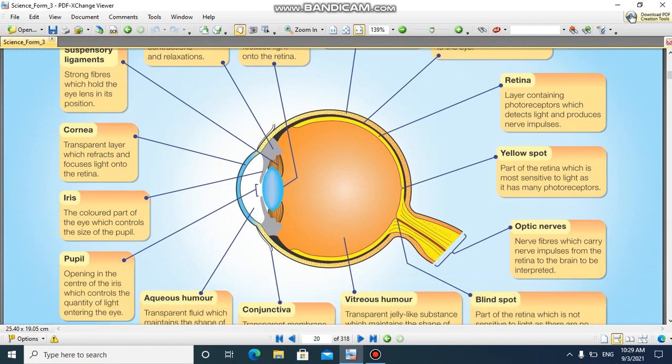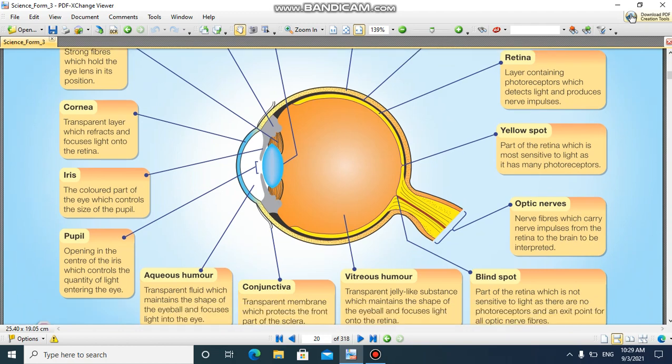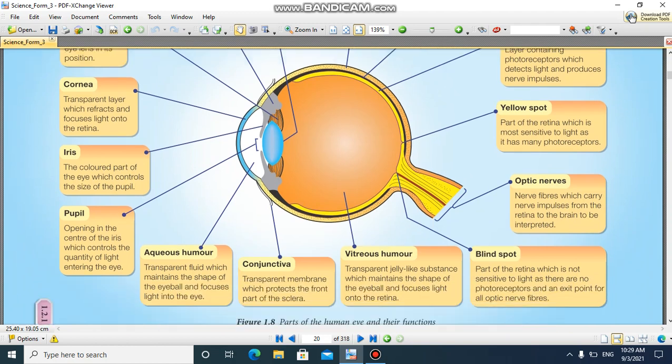This is the pupil, the opening in the center of the iris, which controls the quantity of light entering the eye. This one is aqueous humor, a transparent fluid, which maintains the shape of the eyeball and focuses light into the eye. This is the conjunctiva, a transparent membrane, which protects the front part of the sclera.